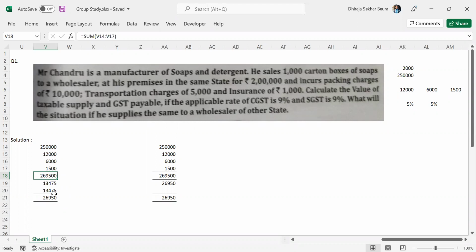You don't have to do the whole thing now. Just do the calculation. That's fine. But when you are doing it in the exam, obviously follow the structure. So CGST and SGST 13,475, perfect. Yes. And then total IGST in interstate will be 26,950. Perfect. That is the correct answer. Do we have any questions? Anybody stuck at any point? Very simple question.